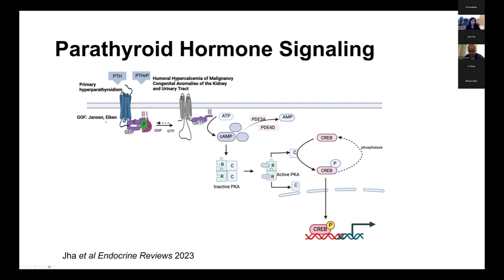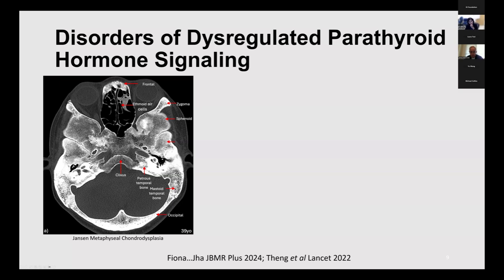Gain of function mutations of the PTH1R receptor are seen in Eiken syndrome, and constitutive activation of this receptor results in what we call Jansen syndrome, Jansen's metaphyseal chondrodysplasia. And then we know that somatic gain of function of GS alpha results in fibrous dysplasia, and germline loss of function of GS alpha results in pseudohypoparathyroidism. So we've reviewed some of these disorders in the pathway.